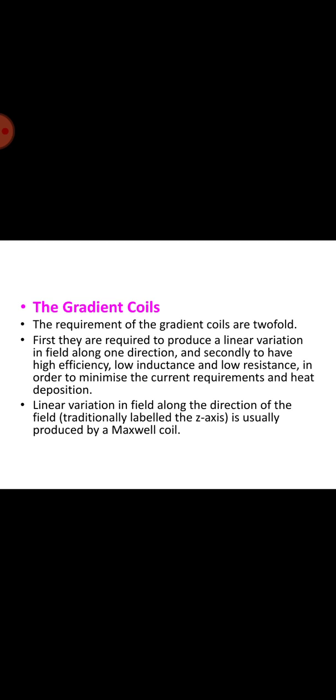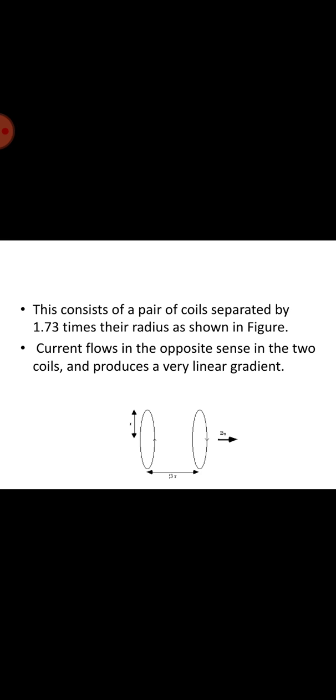And the next topic is gradient coils. The requirements of gradient coils are twofold. First, they are required to produce a linear variation in the field along one direction, and secondly, to have high efficiency, low inductance and low resistance. In order to minimize the current requirements and heat deposition, linear variation in field along the direction of the field is usually produced by the Maxwell coil. This consists of a pair of coils separated by 1.73 times their radius. Current flows in opposite sense in the two coils, which produces a very linear gradient.